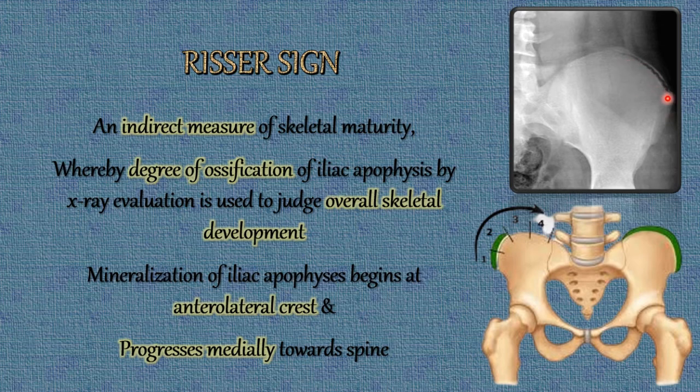So if you see this apophysis in the hip bone, that means this patient is growing. Growth occurs till 22 to 25 years of age, but depending on the degree of this, it will tell you the age.